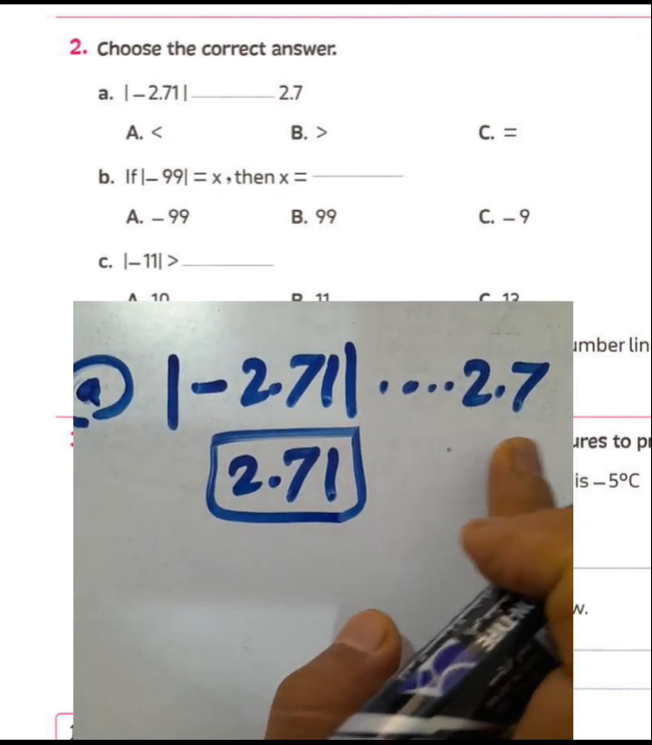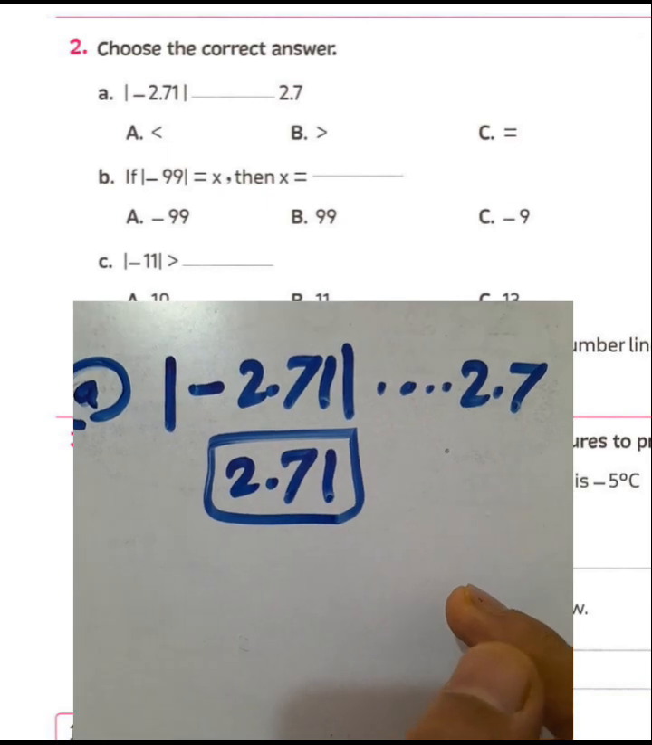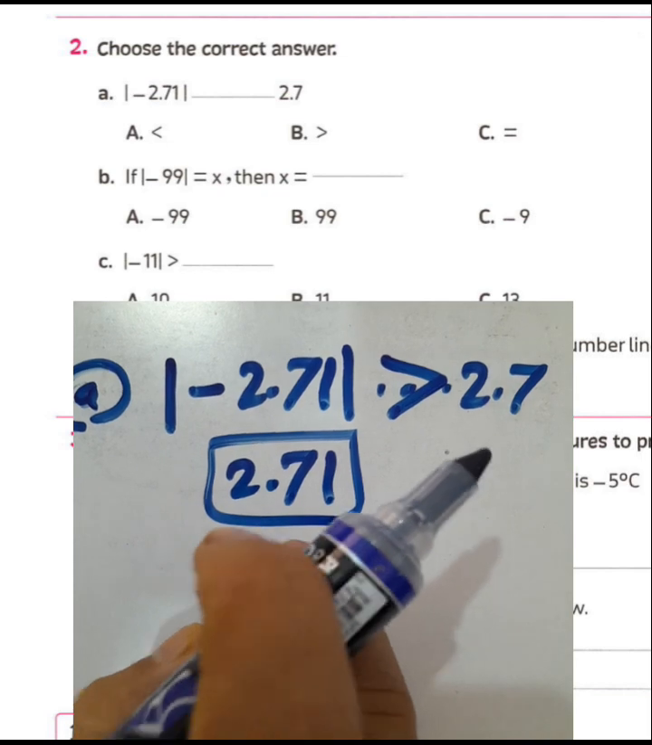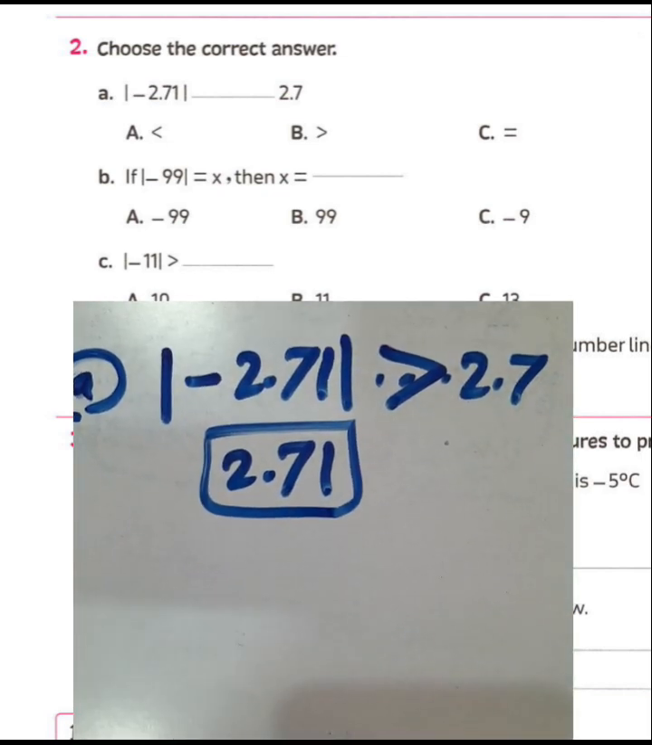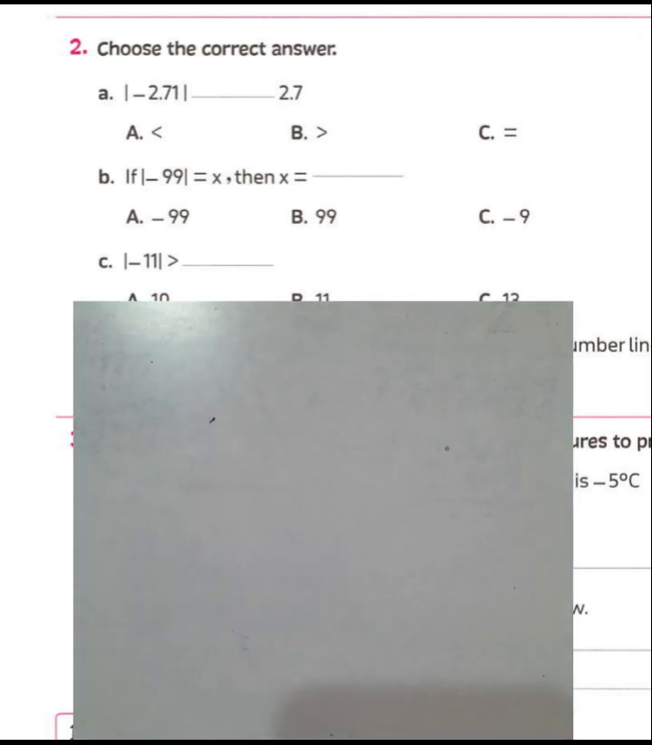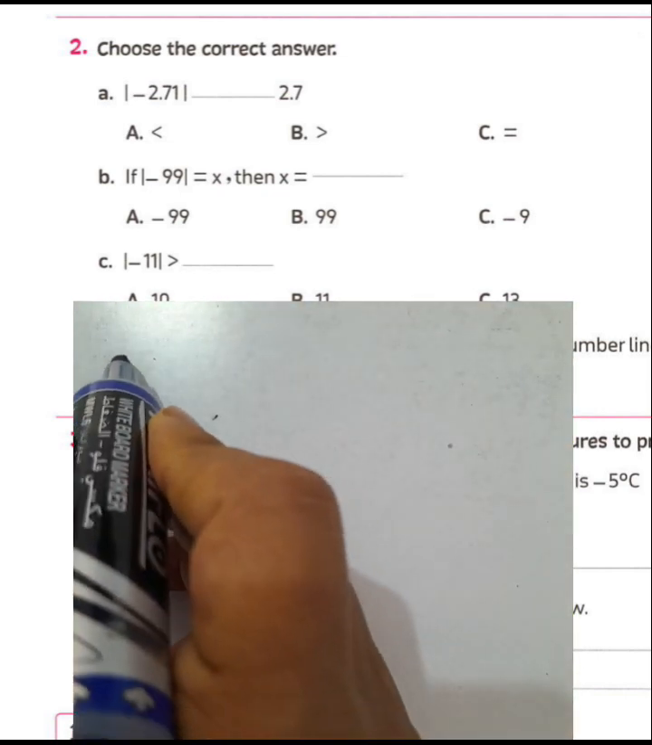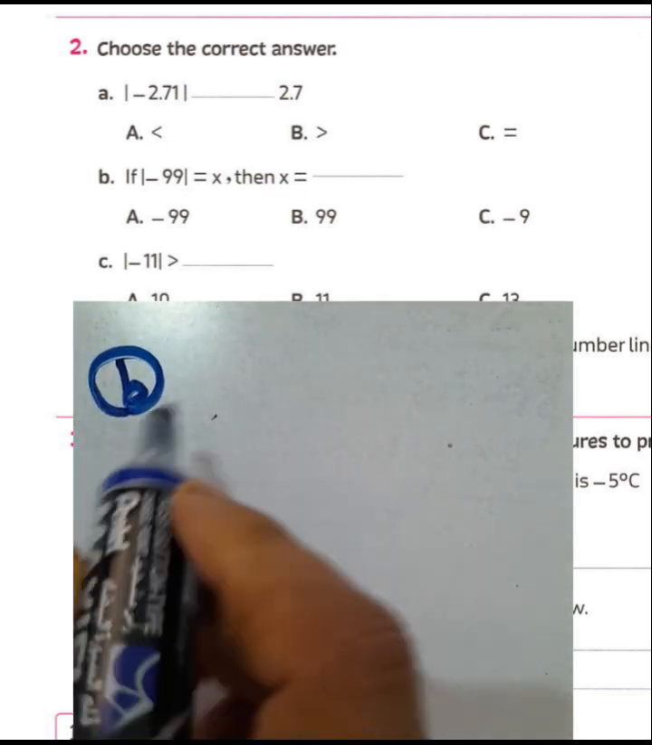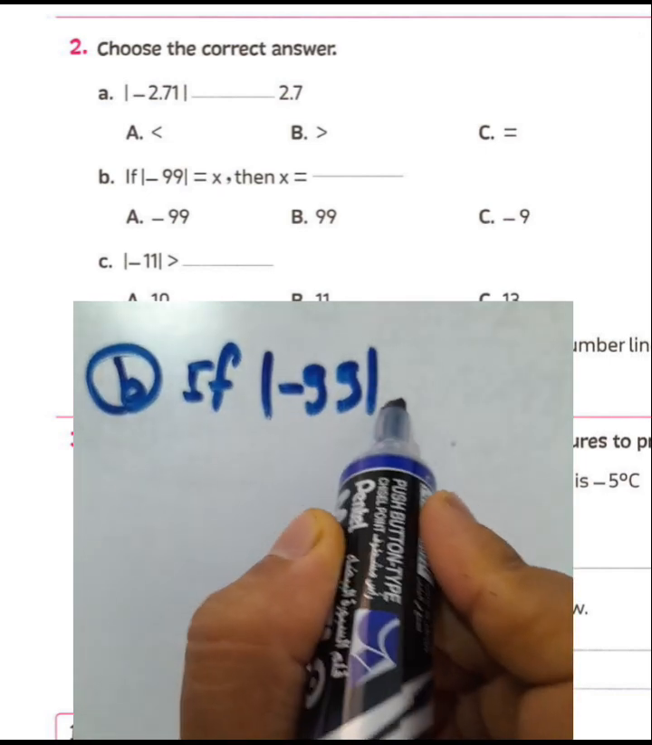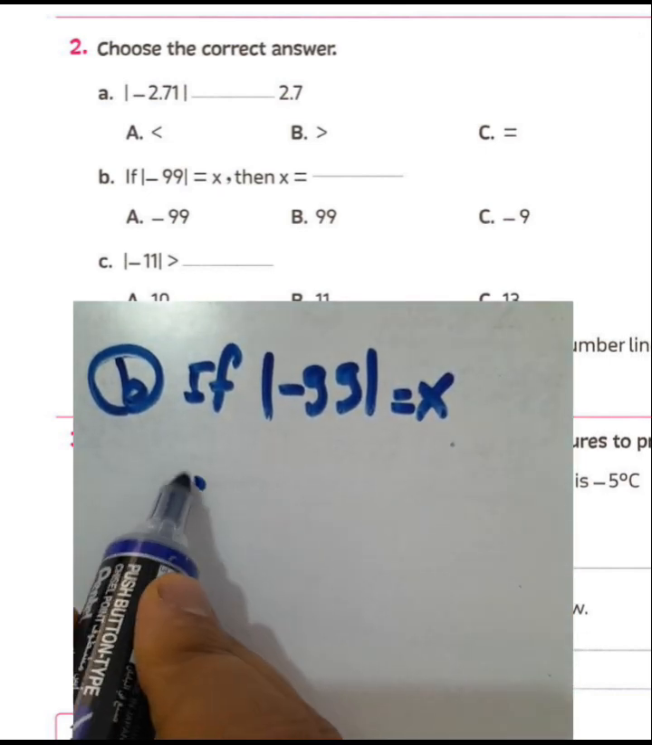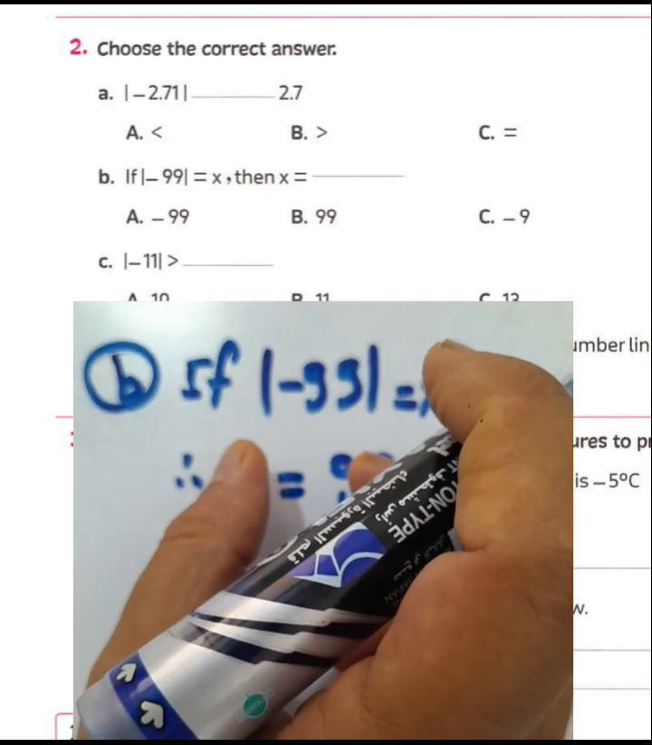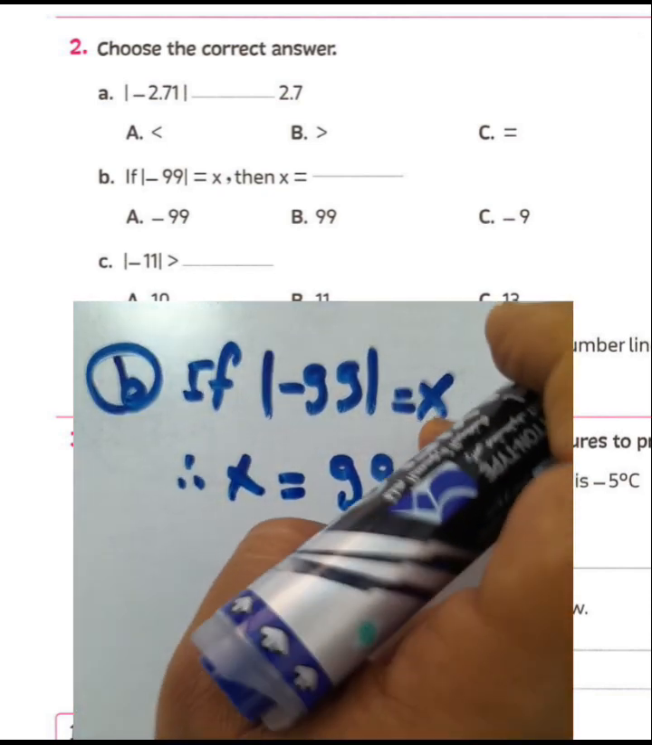But we have here 2.7. Which is greater? We know 2.71 is greater than 2.7. This number is greater than 2.7. Okay. Question letter B. If the absolute value of negative 99 equals x, then x will be what? Then x equals 99. The absolute value of negative 99 equals 99, then x equals 99.